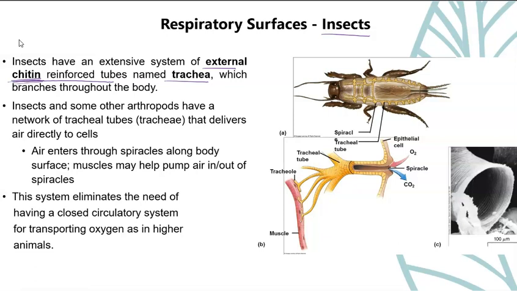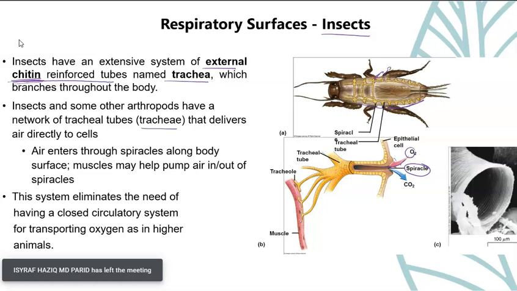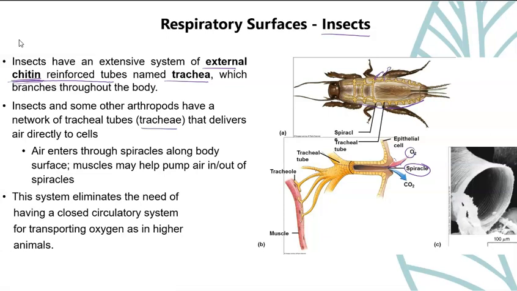Insects and some other arthropods have a network of tracheal tubes that deliver air directly to cells. Oxygen diffuses in through the spiracles, tiny pores along the body of the insect. They have many spiracles so that oxygen can enter and carbon dioxide can be removed. From the tracheal tube, it branches and extends into each individual cell. Muscle may help pump air in and out of the spiracles, so the insect also needs to move.